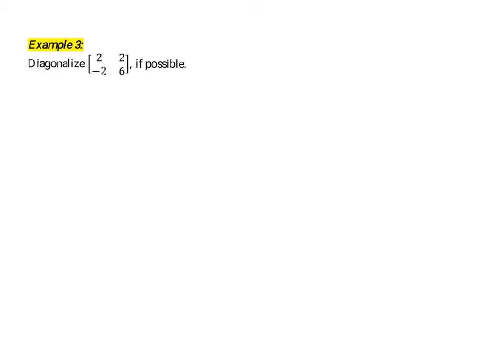In this example, we're asked to try to diagonalize this given matrix. So the way to begin this process, just always to diagonalize a matrix, is to first find its eigenvalues. And we do that using the characteristic polynomial, which comes from the determinant of the matrix A minus lambda I.